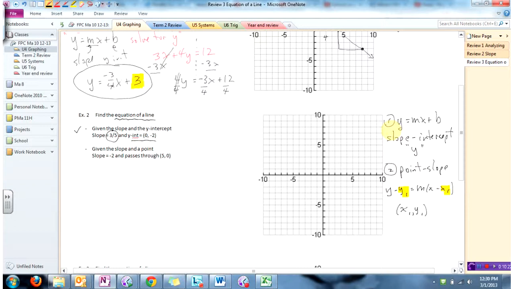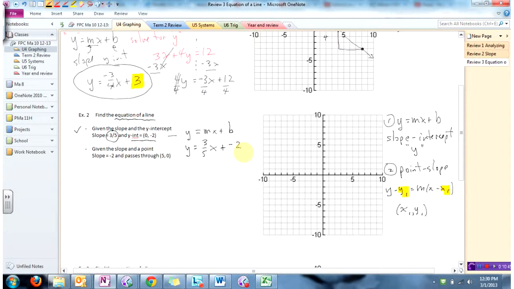It's the first one. So we're going to write down y equals mx plus b. We're going to substitute in the numbers we know. Notice the y-intercept is negative. I wrote down plus -2, but in most cases we would just write it as -2.